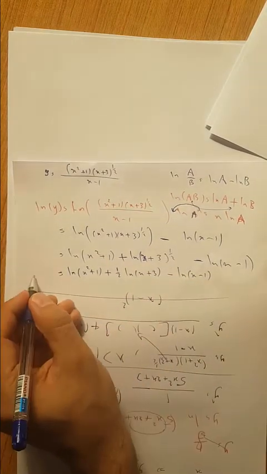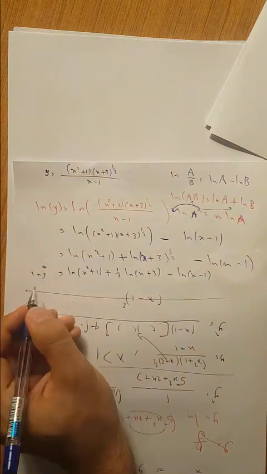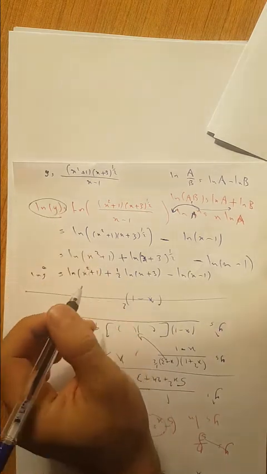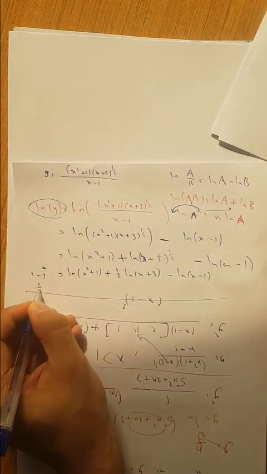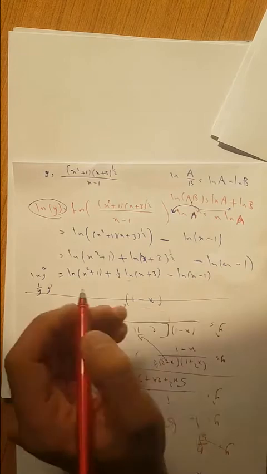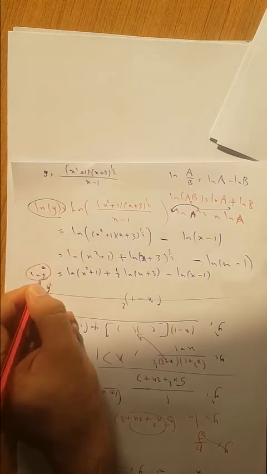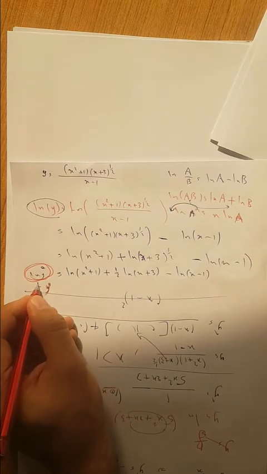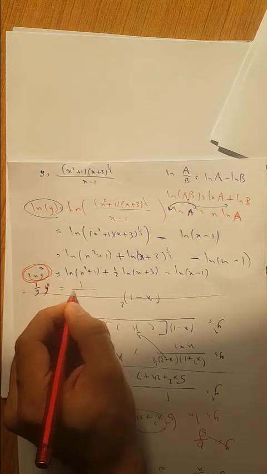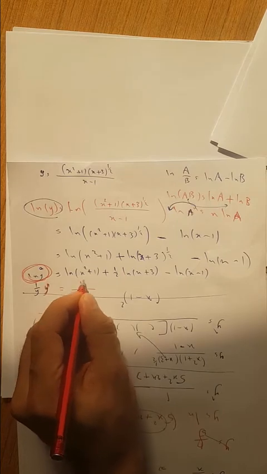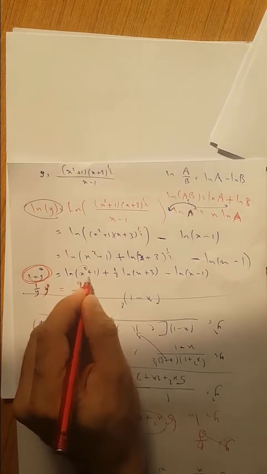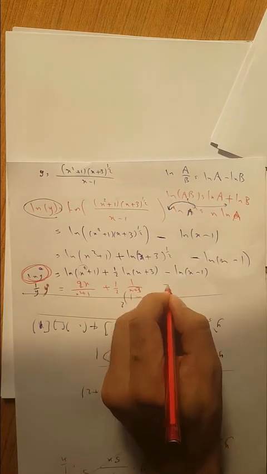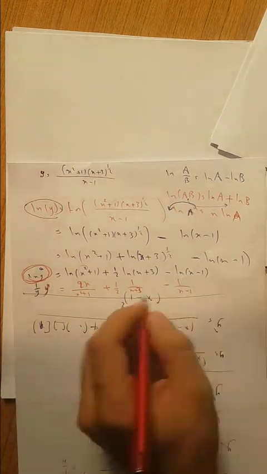In all these cases, if you want to find the derivative, I know this is an implicit function because I have a y. So in that case I say 1 over y times y prime. Do not forget about y prime, because I'm going to find the derivative of both sides. So 1 over y times y prime. How about here? 1 over x squared plus 1, multiplied by 2x, because of the inside. How about here? 1 over x plus 3. How about here? 1 over x minus 1. That's all.